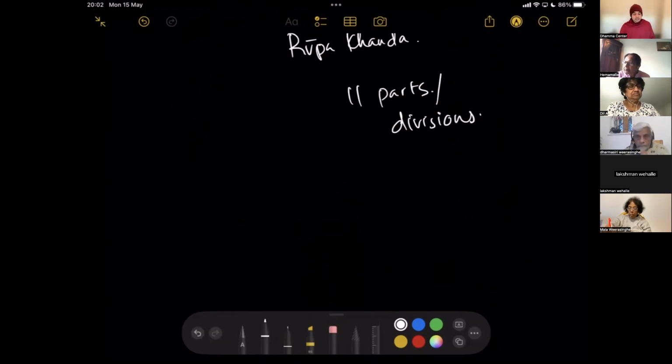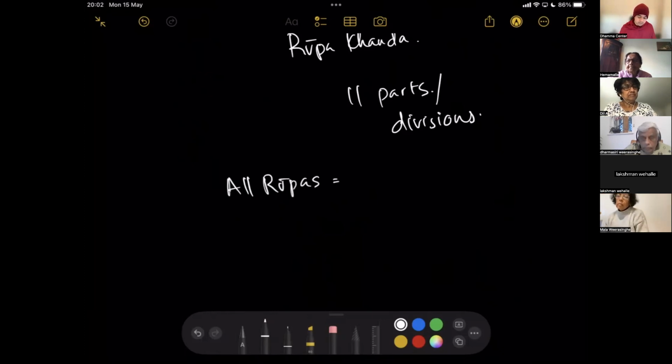Under Rupa Kanda, we know how many Rupas are there? There are 28. 28 types of Rupas are there. How many Rupas are there within this body? 27. 27, right? All Rupas, 28, right?